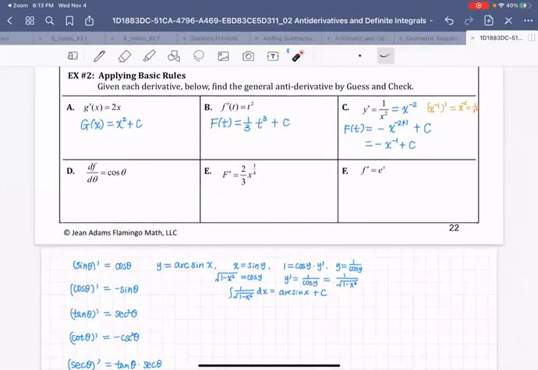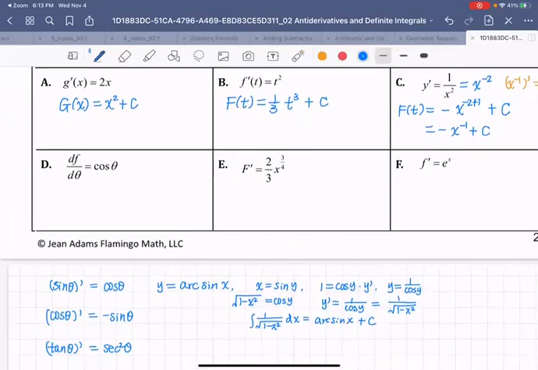Now let's continue and finish your school stuff. Capital F is what? It is sine theta plus c, okay?